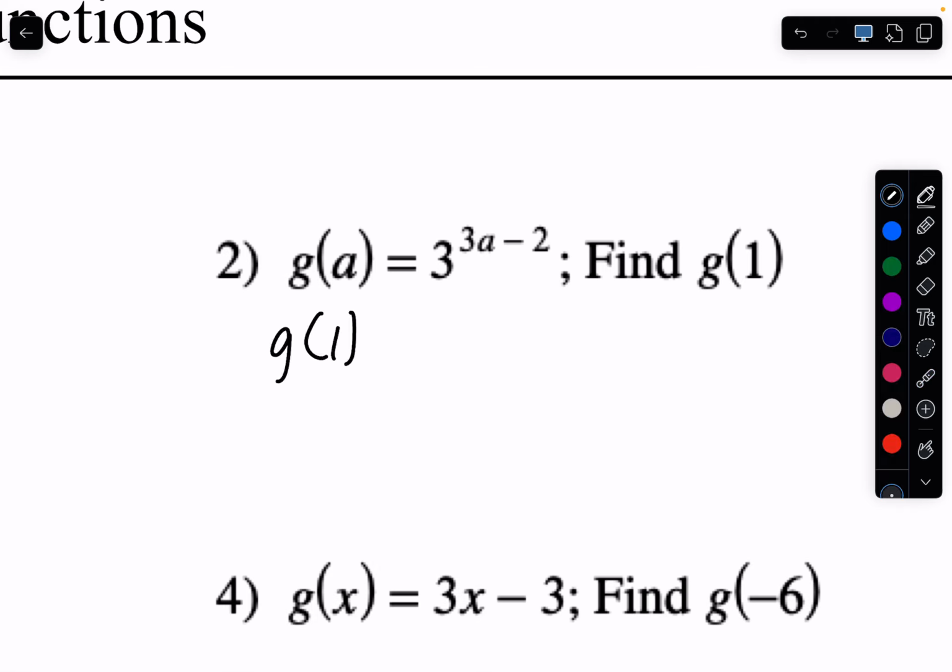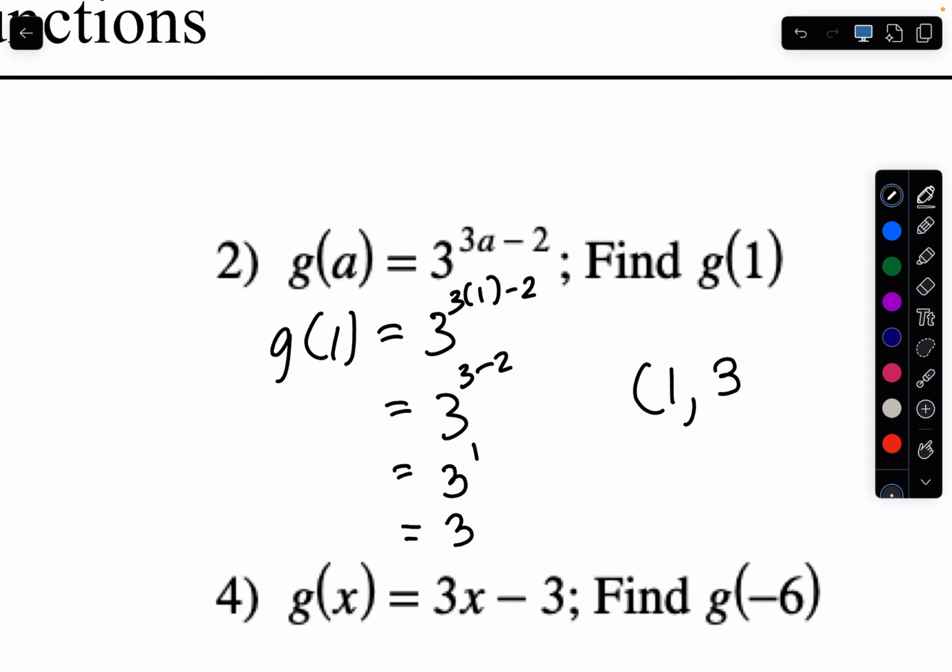So g of 1, like I said, it's a really good idea to just put it underneath it so it's really clear as to what's happening. You're going to follow order of operations up in that power, so that would be 3 to the 2 minus 1, or to the first, which is great. Anything to the first power is that thing. And so I input 1, I got out 3. So that is probably pretty straightforward. Once you plug it in, you do have to follow any of your rules of order of operations. So you guys good with number 2?